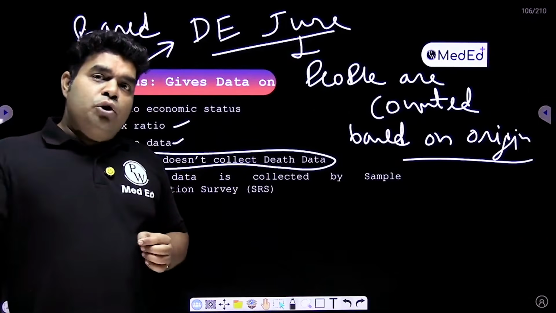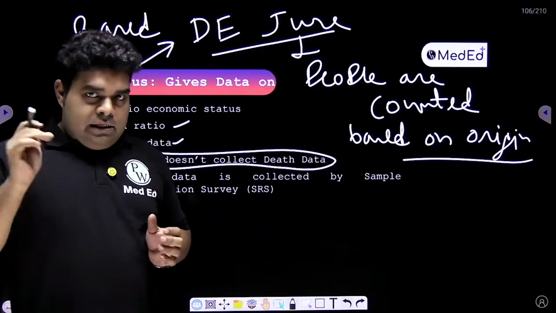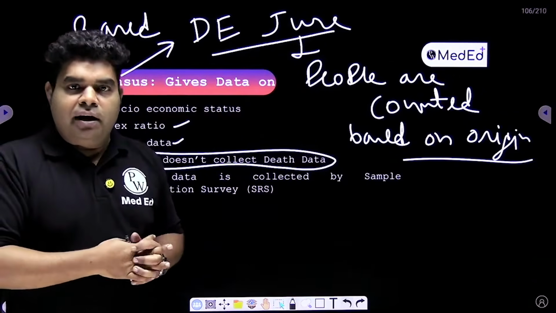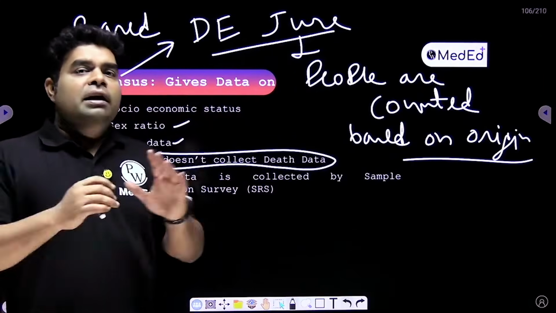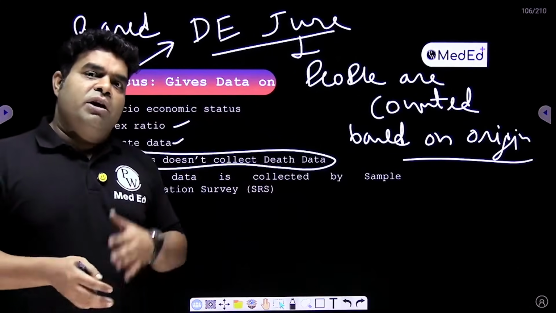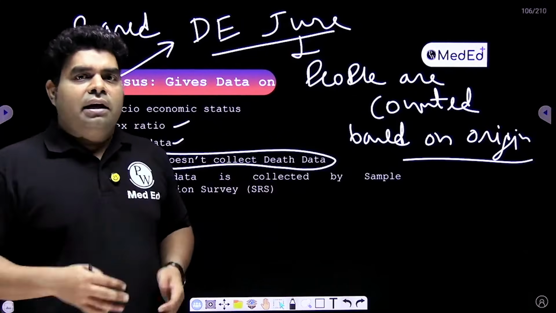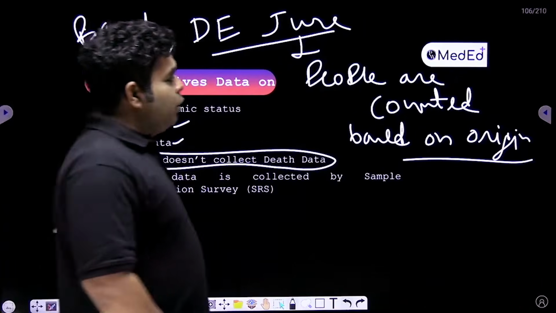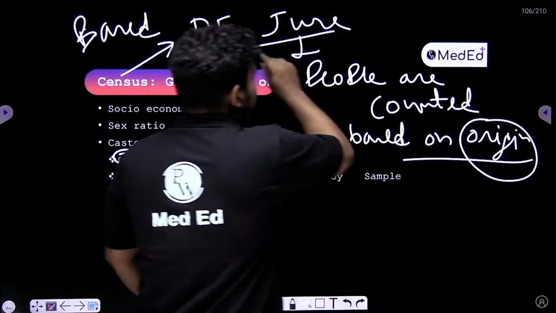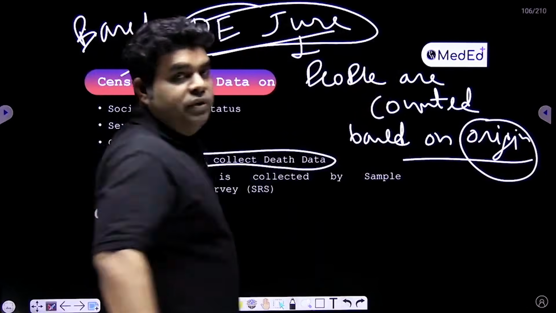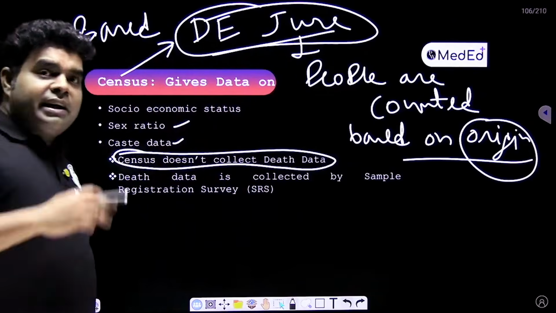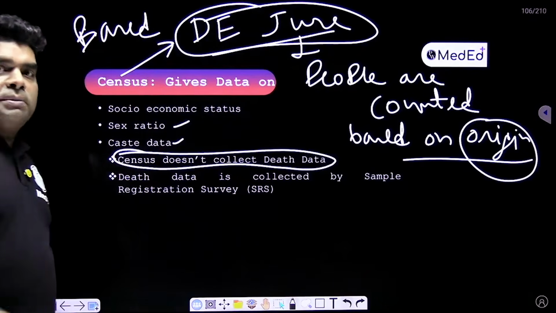How? When you go to my family in Bihar, suppose my elder sister still lives in our home there, you will ask how many family members there are, and my sister will say one of my brothers is in Goa, one is in Delhi, and so on, and you will count me in Bihar. So if you are counting based on origin, this is the de jure method, and in census we use the de jure method. But death data never comes from census.